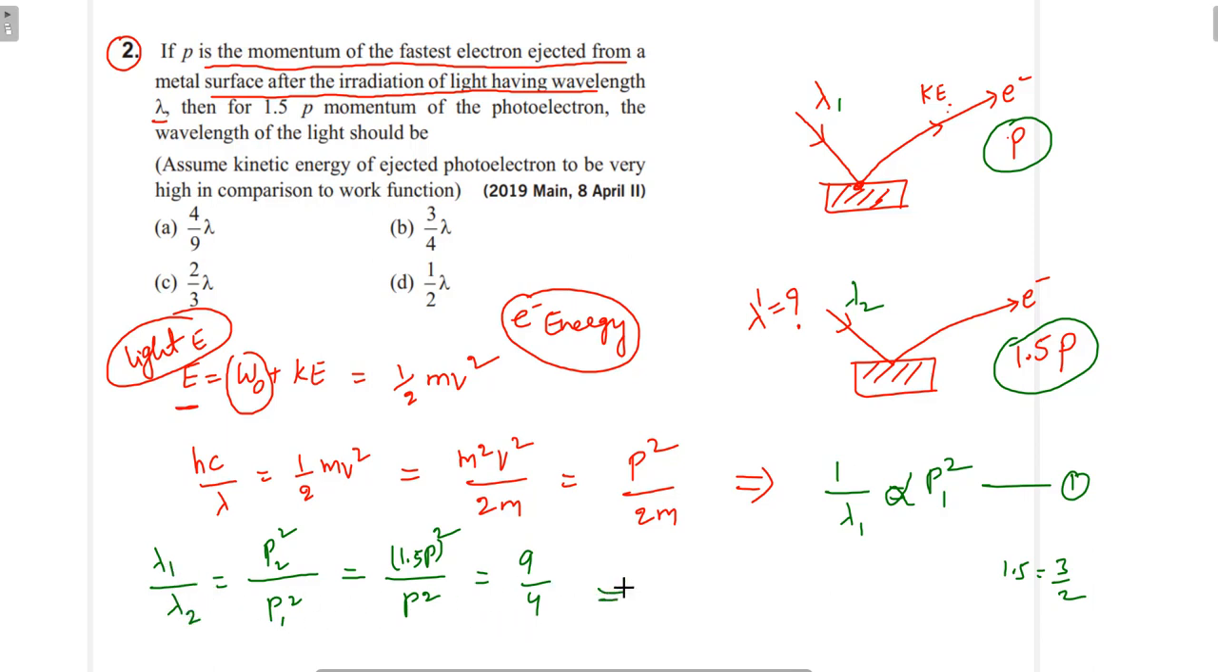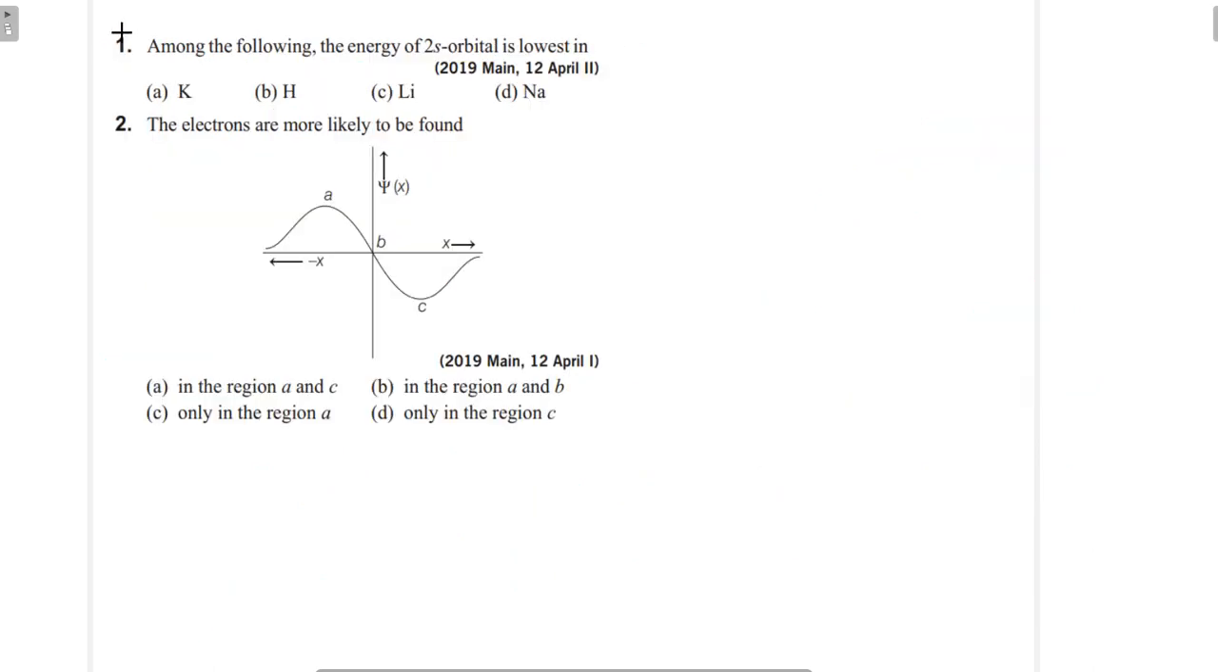Now I need lambda 2. Lambda 2 equals 4 by 9 lambda 1. This is the answer, 4 by 9 lambda 1. So your option will be A. Next.